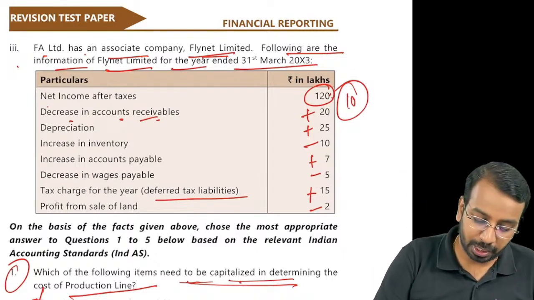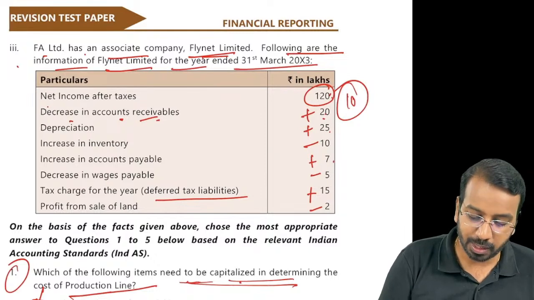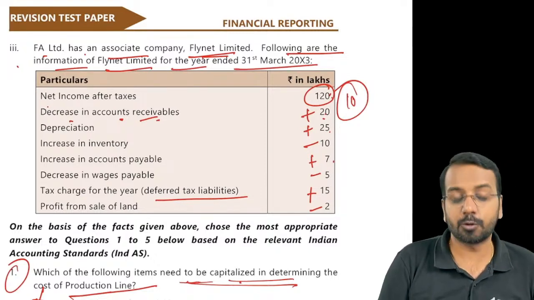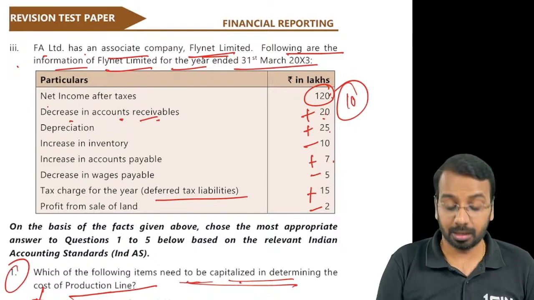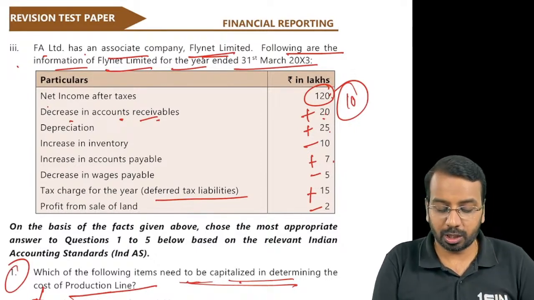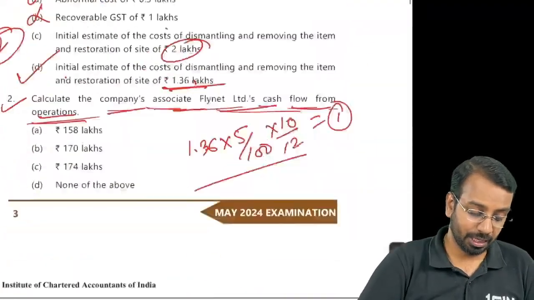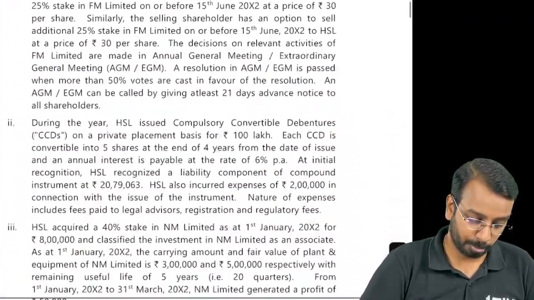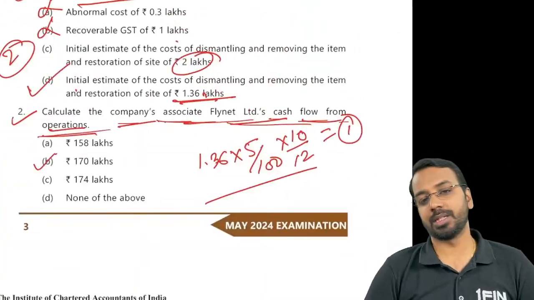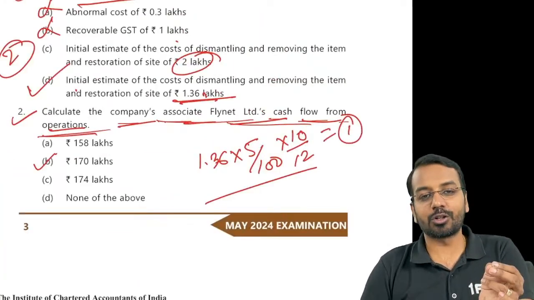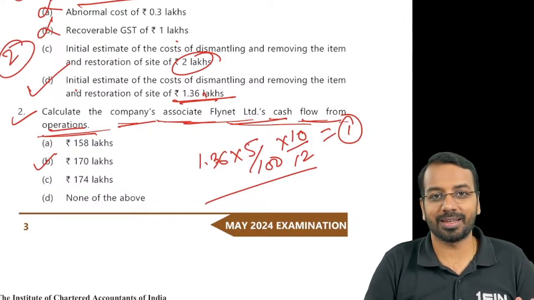That's it. So 120 plus 20, 140, 140 plus 25, 165, minus 10, 155, plus 7, 162, 162 minus 5, 157, 157 plus 15, that is 172, 172 minus 2 is 170. It is 170. So let us see, do we have that option? We have 170, option B is the right answer. So this we could solve in 2 minutes time, and that will give you 2 out of 2. You cannot make a mistake here, right?